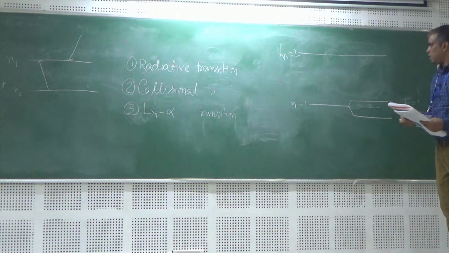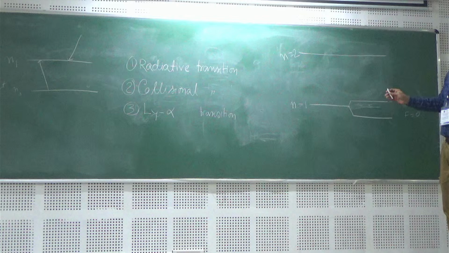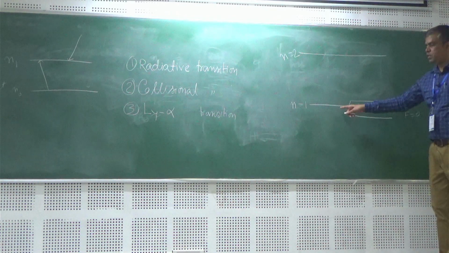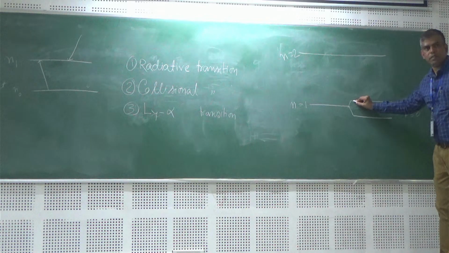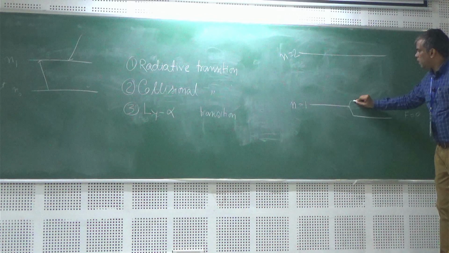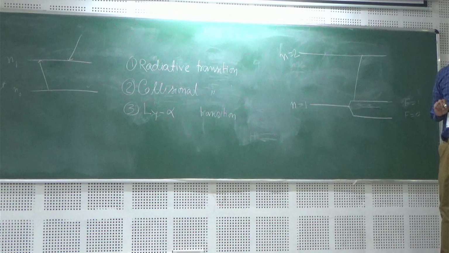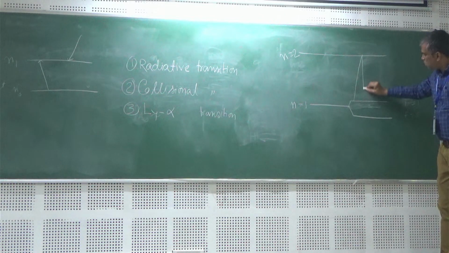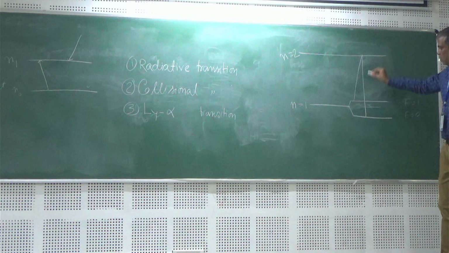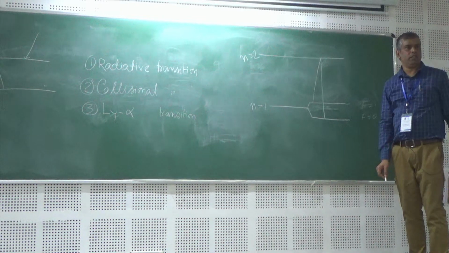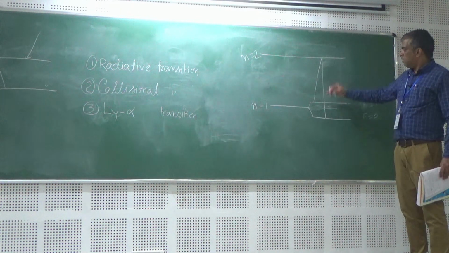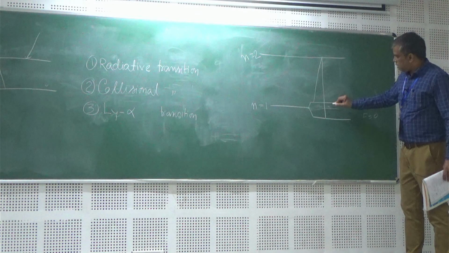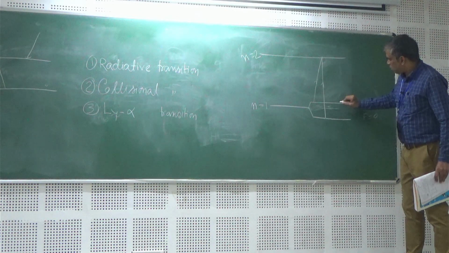But now, let's say one Lyman alpha photon hits this state, and if it is in the triplet state, it will go to n equal to 2 state, any of the 2p states, and while coming down, it can end up in a singlet state. So it is indirectly changing the spin states.